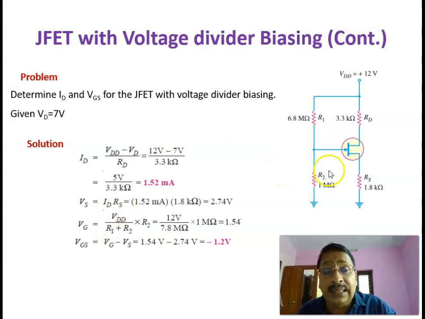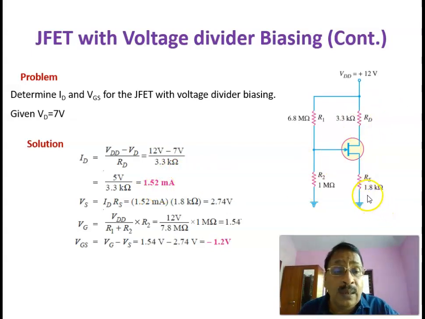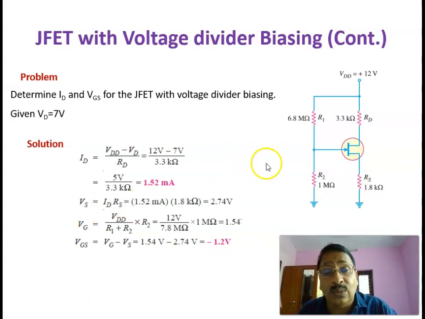And here, the voltage of the source terminal with respect to ground is equal to the current ID into this resistance. ID you got already, it is equal to 1.52 milliamperes. 1.52 into 1.8 kilo ohms will give the voltage at this point, the source point. Now you have to find out what is VGS.